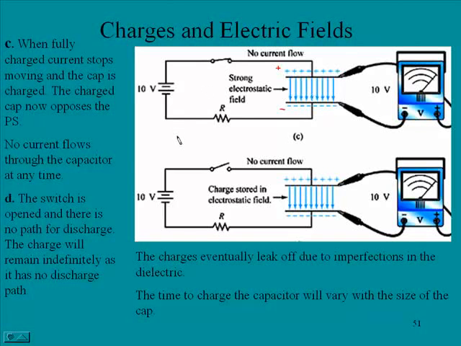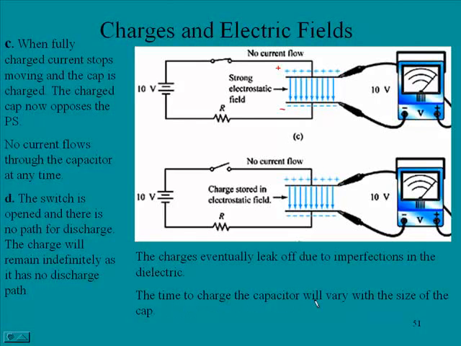Okay, the switch is opened, and there is no path for discharge. Now the capacitor was charged here on this screen. The switch is opened, and we have this charge, and it is stored in this electrostatic field. There's no current movement, and there is no path to discharge this capacitor. The charge will remain indefinitely, as it has no discharge path. The charges eventually leak off due to imperfections in the dielectric.